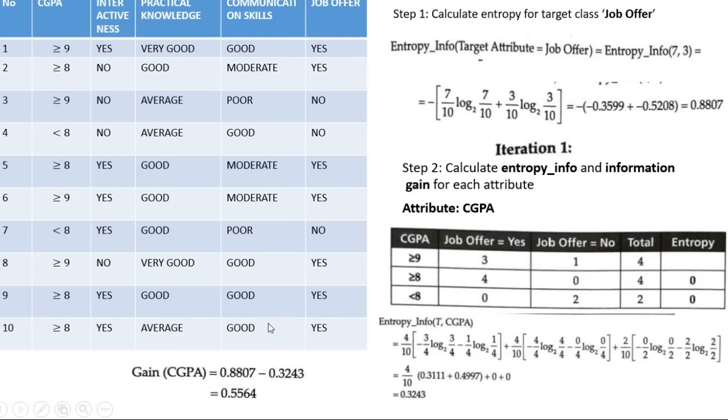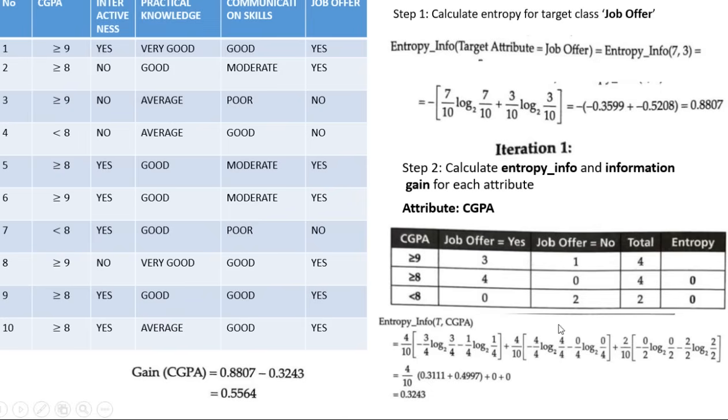Now you have to calculate the information gain. We have discussed these formulas in the last video. You have to subtract the value you got in step 2 from the value you got in step 1. So 0.8807 minus 0.3243. That means information gain is the total entropy information minus the entropy information of the particular attribute. So I am getting the gain of CGPA as 0.5564.